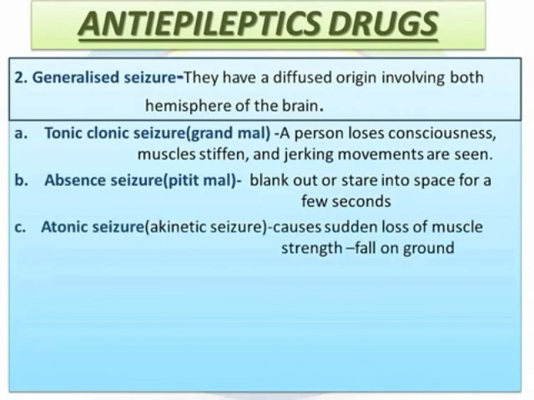The adverse effects of phenytoin are gum hypertrophy, hirsutism, megaloblastic anemia, and osteomalacia. So in GPAT there is a question: what are the adverse effects of phenytoin? The right answers are gum hypertrophy, hirsutism, megaloblastic anemia, and osteomalacia.